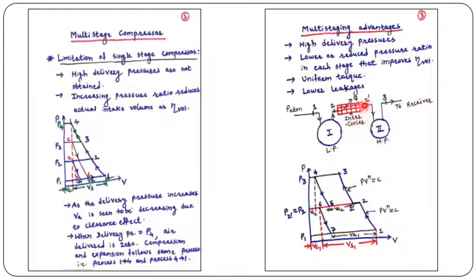So, some of the heat is rejected to the atmosphere. The air which the second stage receives is at a lower temperature, and it then further compresses it and delivers it to the receiver. If you draw a PV diagram, it shows that 7 to 1 is the suction in the first stage, 1 to 2 is the compression in the first stage, and 2 to 2 dash is the intercooling.